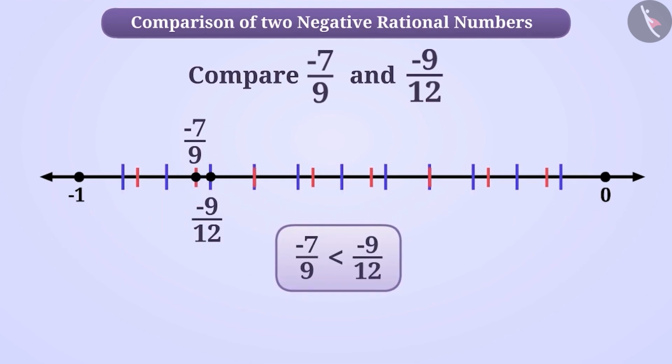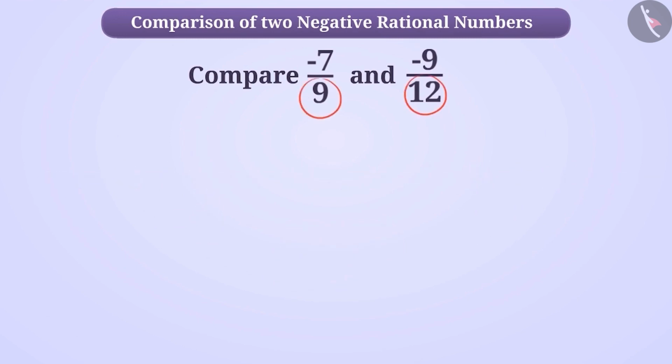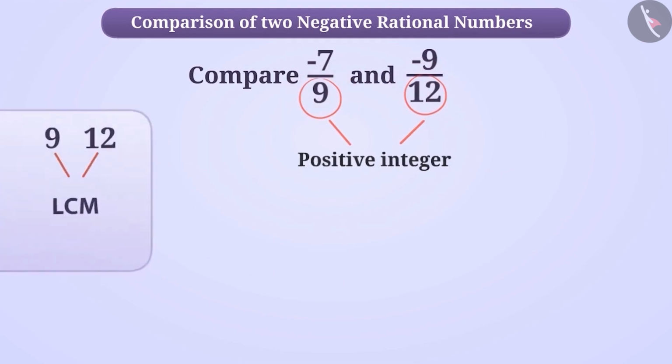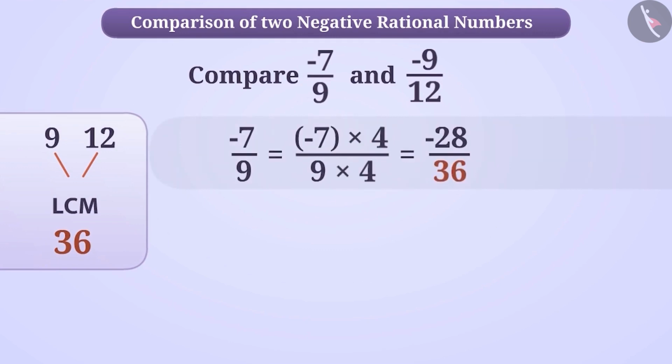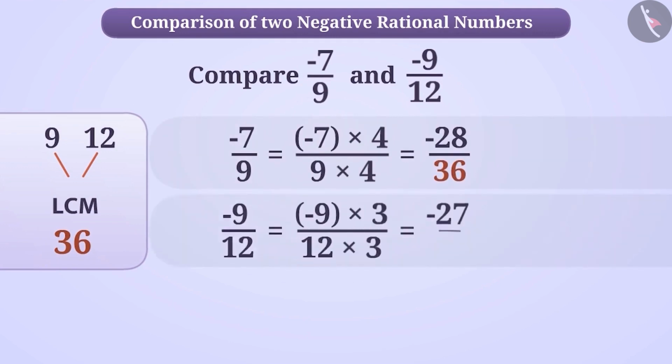Now let's make their denominators equal. First, we see that the denominator of both rational numbers is a positive integer. Then, we obtain the LCM of denominator 9 and 12 as 36. Using this, we find the equivalent rational number of minus 7 by 9 as minus 28 by 36 and that of minus 9 by 12 as minus 27 by 36.